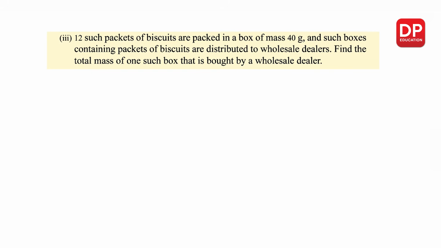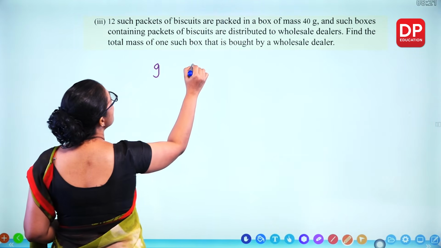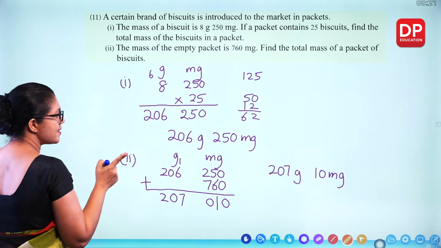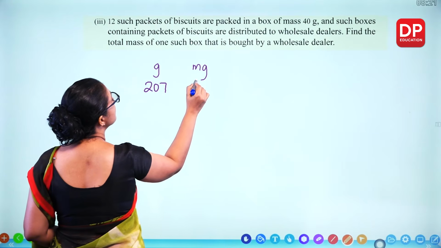12 such packets of biscuits are packed in a box of mass 40 grams. And such boxes containing packets of biscuits are distributed to wholesale dealers. Find the total mass of one such box that is bought by a wholesale dealer. So what's the total mass from the previous? 207, 10.